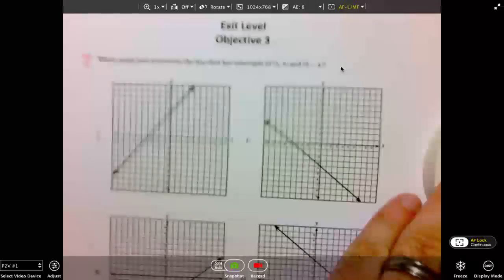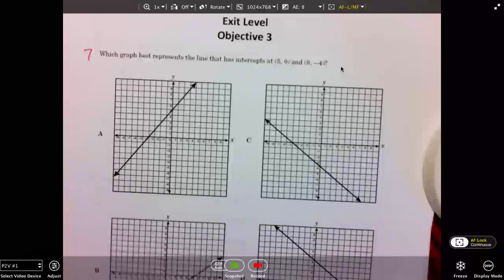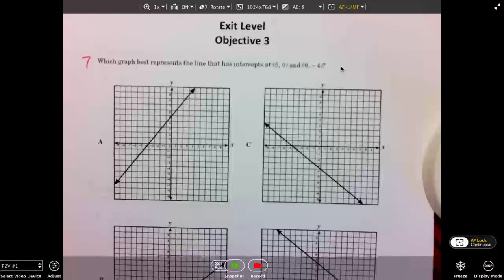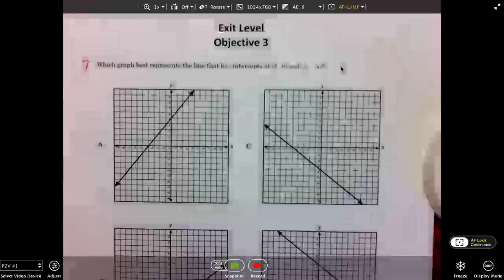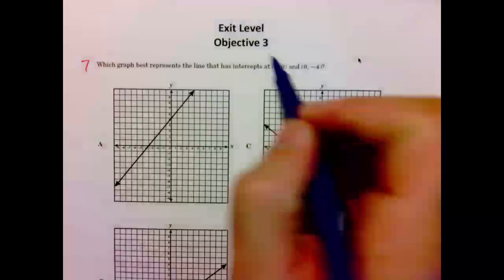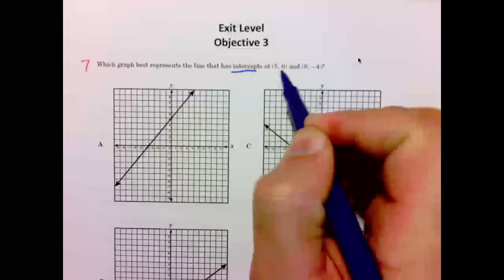Alright, we will now continue looking at our Objective 3 quiz. We're on problem number 7. It says, which graph best represents the line that has intercepts of (5, 0) and (0, -4)? Again, notice that at our intercepts, there's a 0.